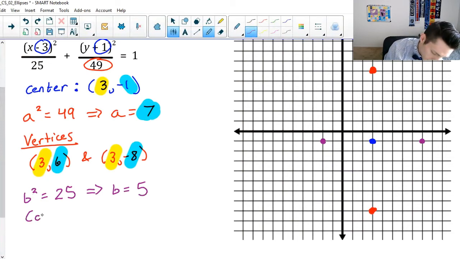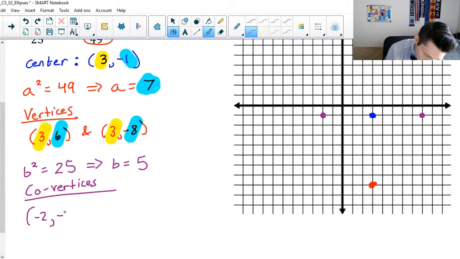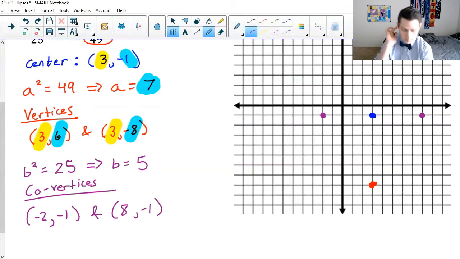And I'll actually go ahead and write those down. So the co-vertices, so to the left 5, so (-2, -1), and (8, -1).